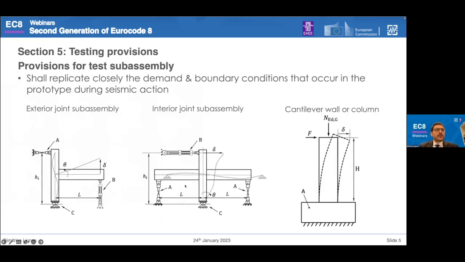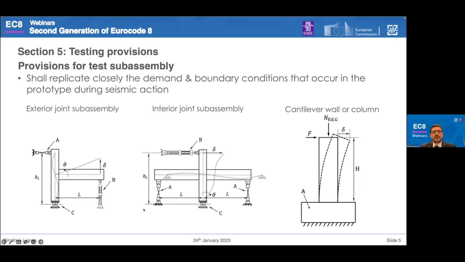Moreover, when it comes to the testing provisions in Section 5, this features provisions that essentially involve information with regards to the test subassembly to be used. And this is particularly important because it shall replicate closely the demand and boundary conditions that occur in the prototype structure in mind during the seismic action.